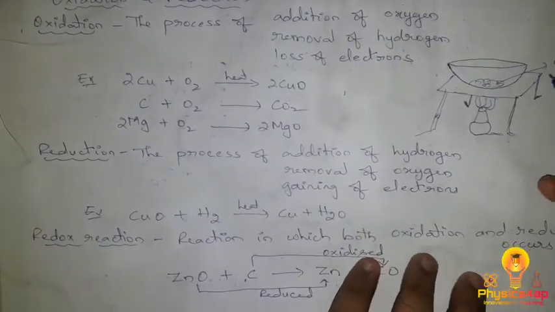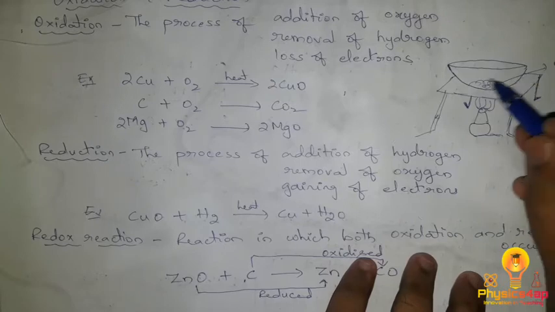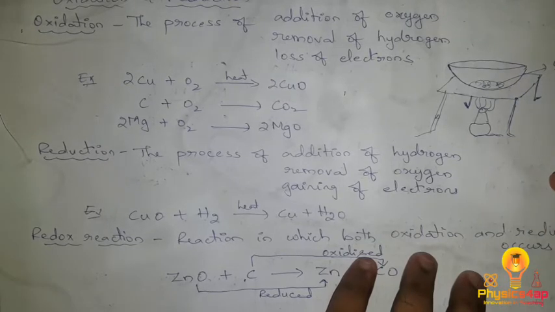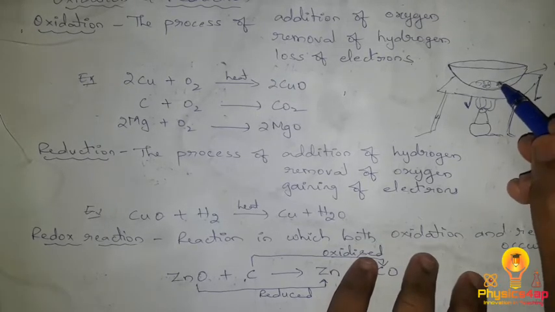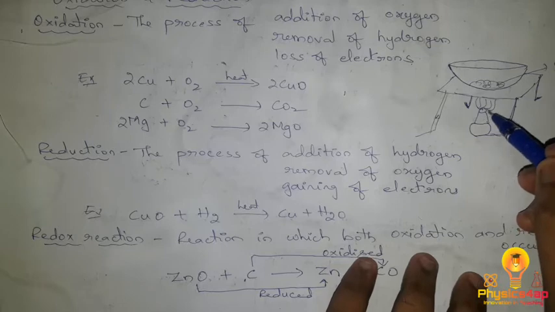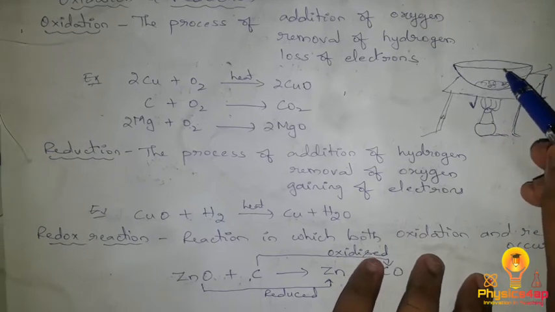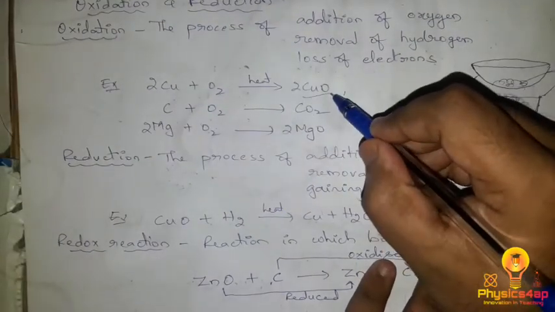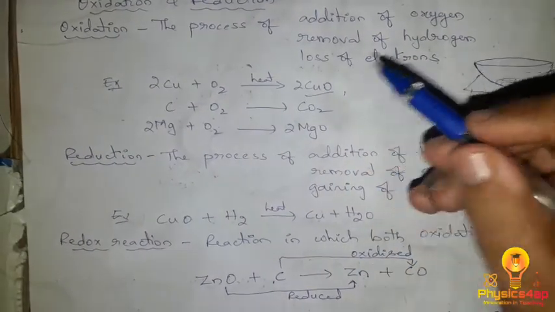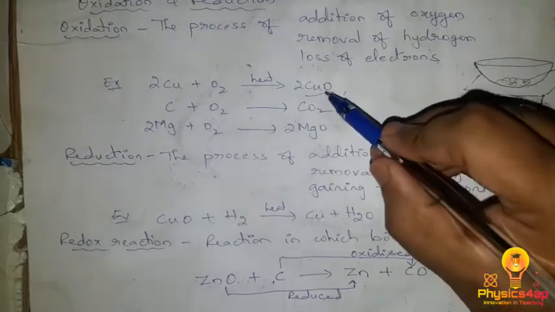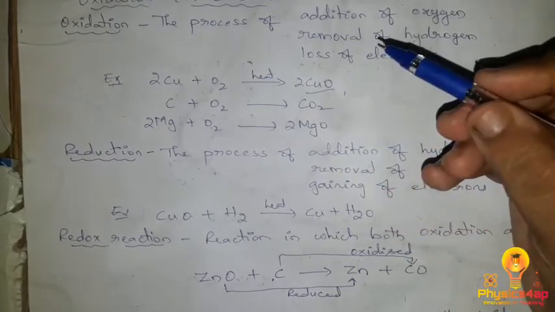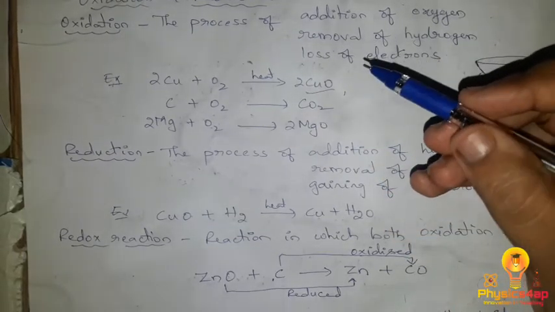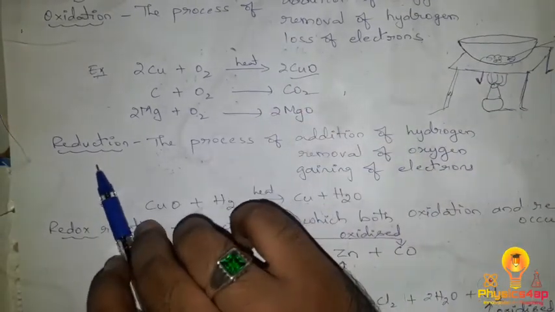Here we have taken an experiment. In a petri dish we have taken copper and it is heated with the help of a Bunsen burner. In the presence of oxygen, the copper has been heated and converted into copper oxide. Again we need to convert copper oxide into copper, the normal state. How can we produce that? It is with the help of the reduction reaction.